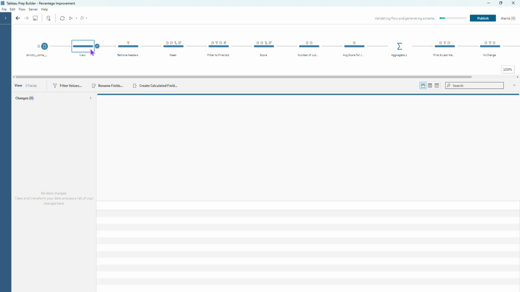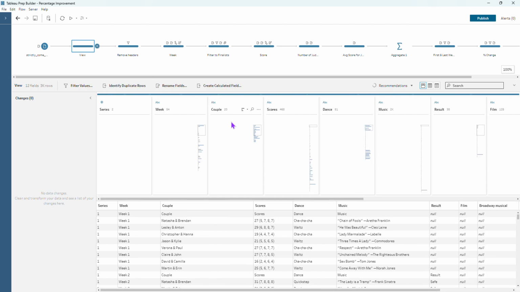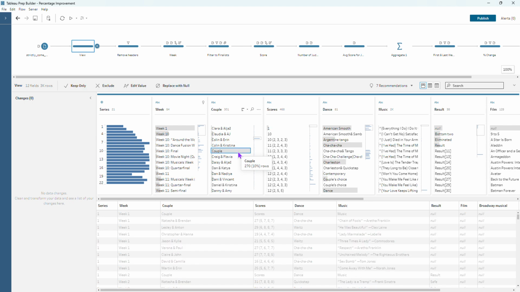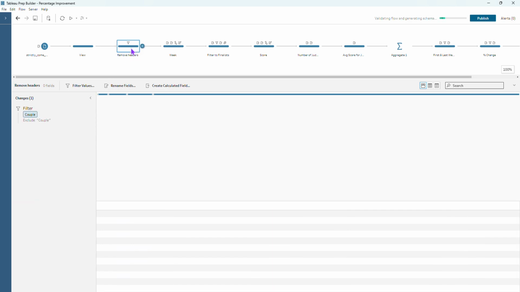So we go into the couple field because that's the easiest one to spot those headers, it being a word starting with a C, it's quite high up, quite easy to spot. So we just click on that and then we exclude all those rows. And that's all we do in that first step there.